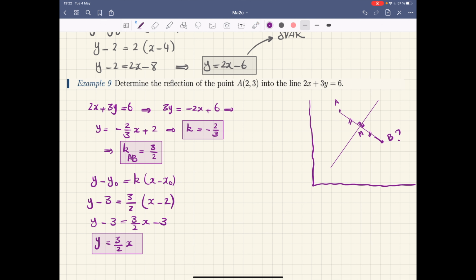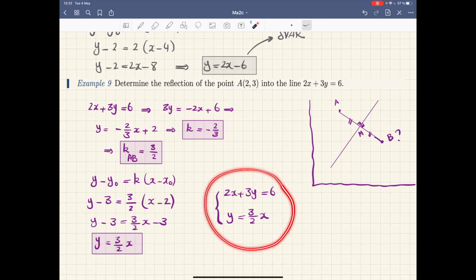Okay? So now I need to make a system. I would write 2x plus 3y equals 6, and y is equal to 3 over 2x. Do you agree? Let me ask you once more. If I solve this system of algebraic equations, how do you interpret the answer geometrically? You would say that x and y are the coordinates of... hello. What is the name of the intersection? M. So if I solve this system, the solution gives the coordinates of M.